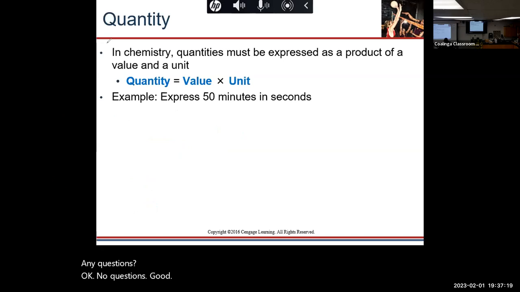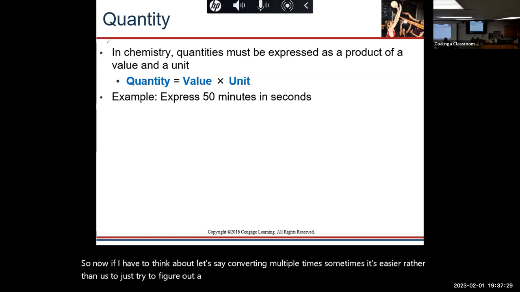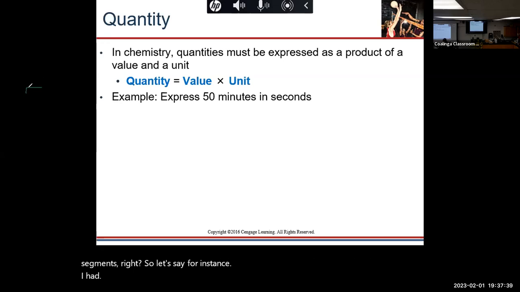So now if I have to think about, let's say, converting multiple times, sometimes it's easier rather than trying to figure out a whole brand new conversion factor to break it up into segments, okay? So let's say, for instance, I had 55 decades. And I want to know how many hours are in 55 decades.